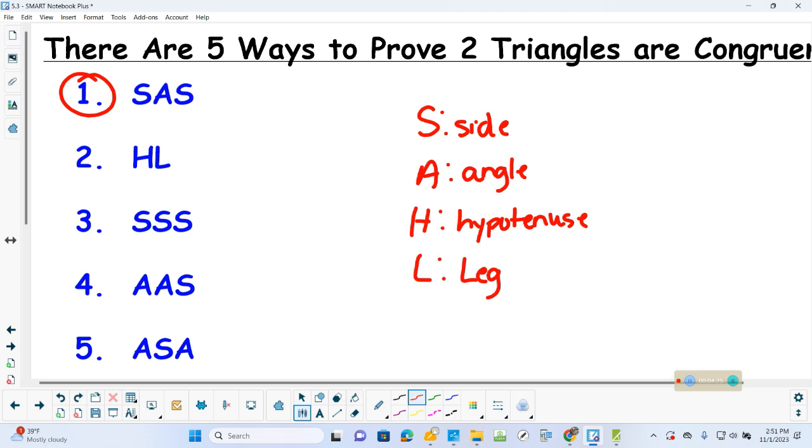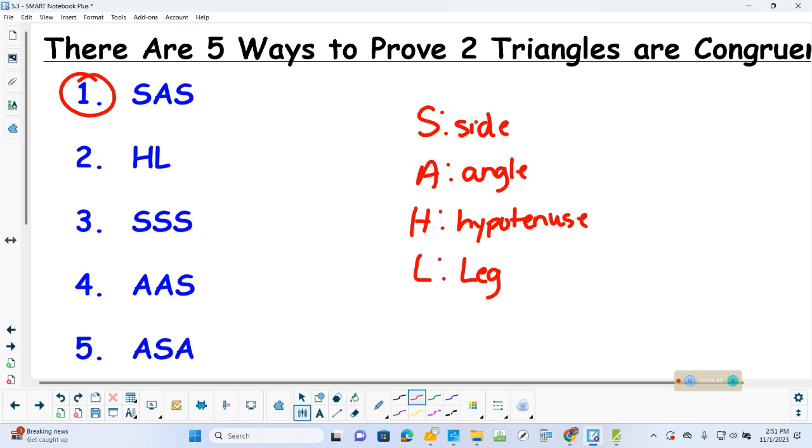So if you want to know what any of those letters stands for, of course, you do not ever have to write out like side, side, side. You can just use S, S, S. You can use the shortcuts, just for the records. Okay, so let me give you a minute to fill in all 5 of those. Like I said, we're not doing all 5 today. We're just going to focus on that top one, side, angle, side.